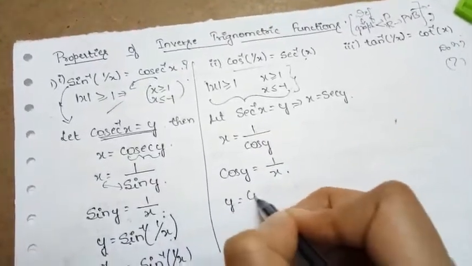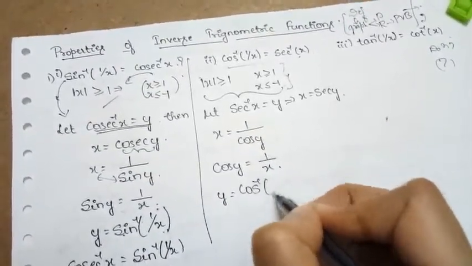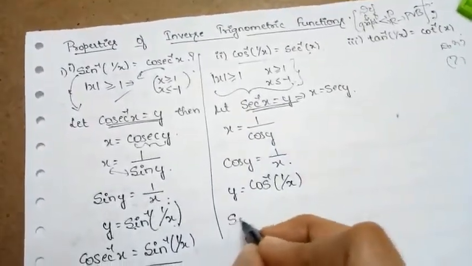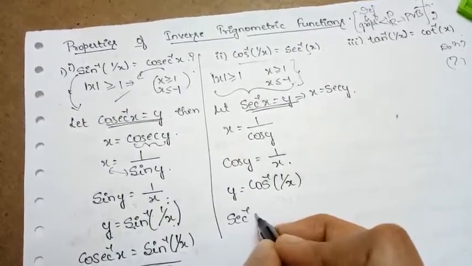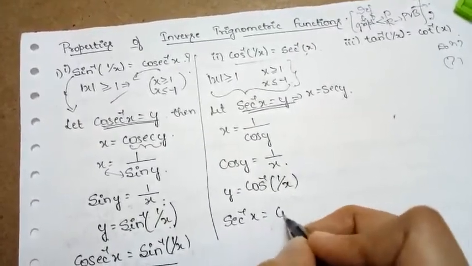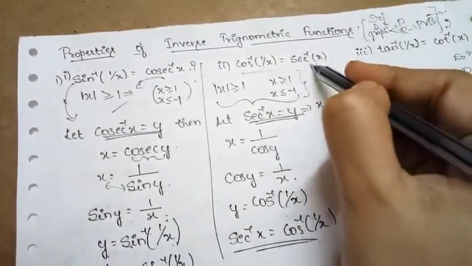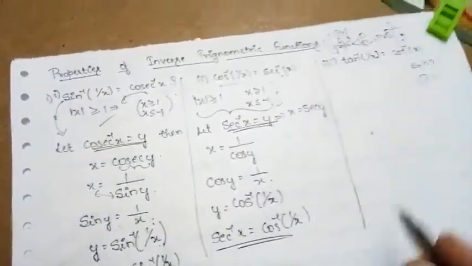Therefore y is equal to what? It is nothing but cos inverse of 1 by x. What is y? y is nothing but secant inverse of x, which is equal to cosecant inverse 1 by x. So this is what we need to prove, and we have proved it.